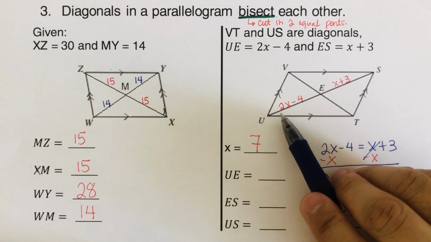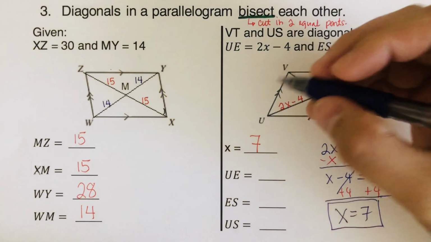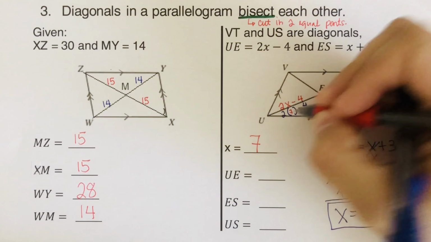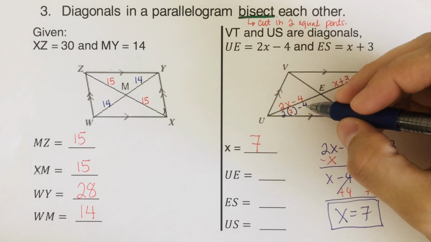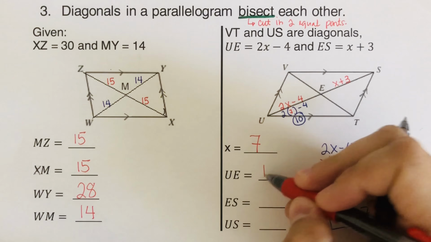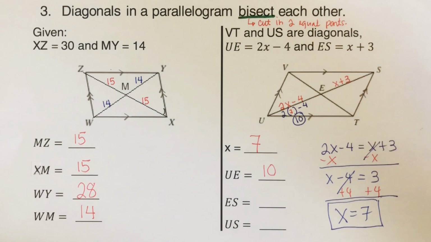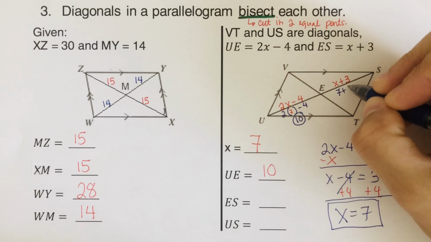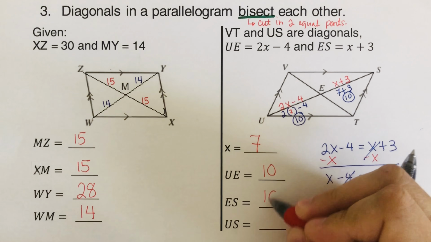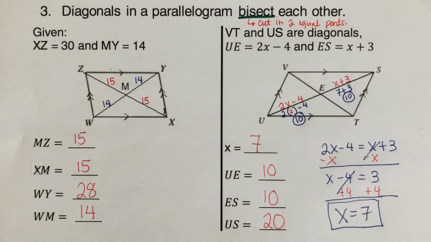Now we are asked for the measure of UE. So again, pretty much the same thing as what we did with the other problems. We're supposed to plug it in. So 2 times x minus 4, the x was 7. So 2 times 7 is 14. 14 minus 4 is 10. So that's the length of UE, 10. And then the length of ES should be 10 because it was, again, cut in two equal parts. But we show the work. So that would be 7 plus 3 is 10. So ES was 10. And so to find US, it's the whole thing. That should be a 20. Did you get the same answers as this?